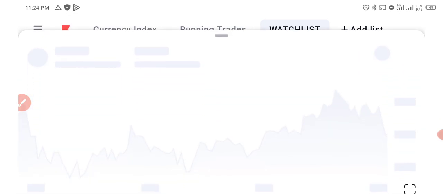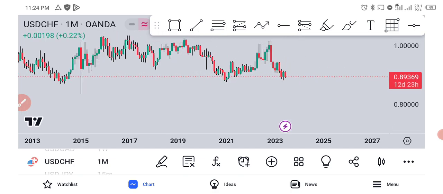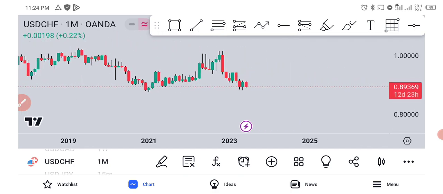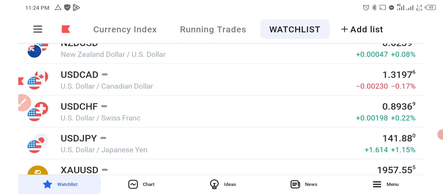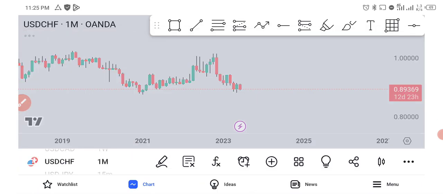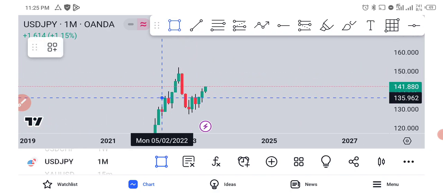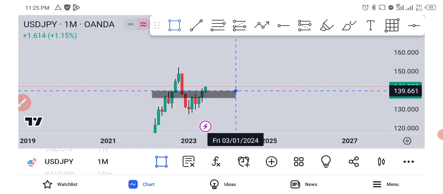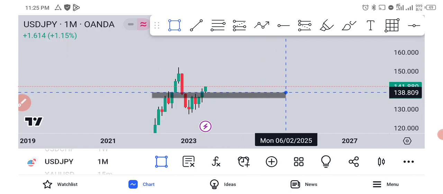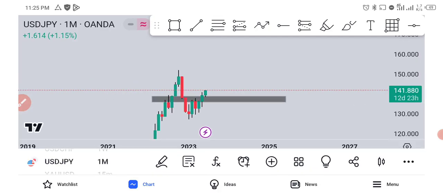Now USD CHF on the monthly time frame. This market is complicated at the moment, so I won't be taking this pair. Now USD JPY. From the monthly time frame, the market broke above this structure, and a retest is expected from the monthly perspective.